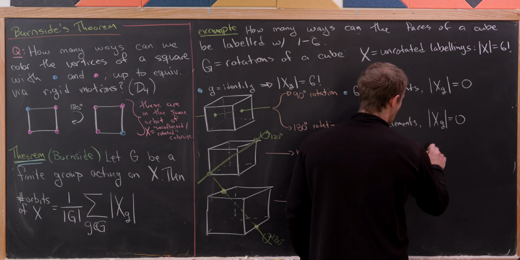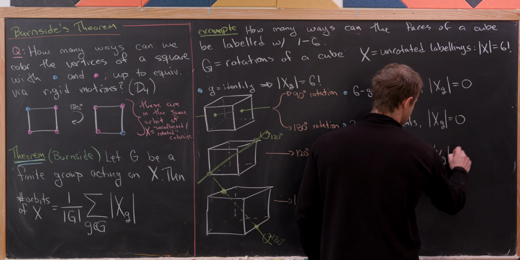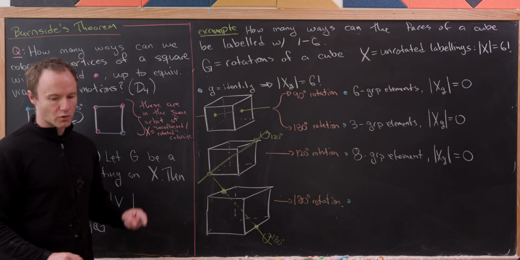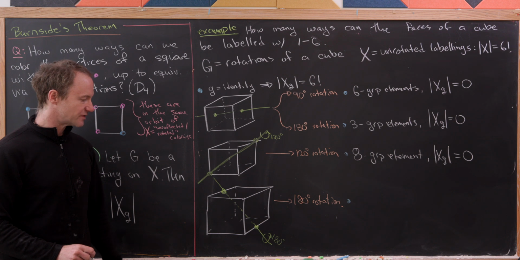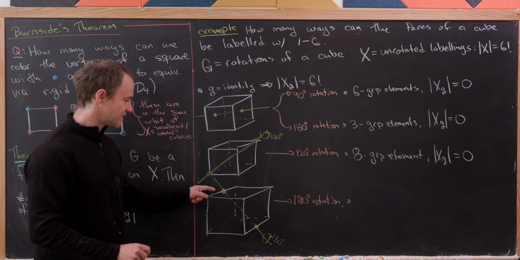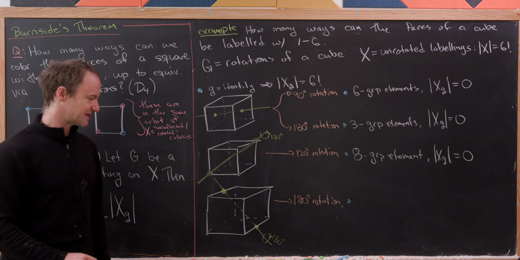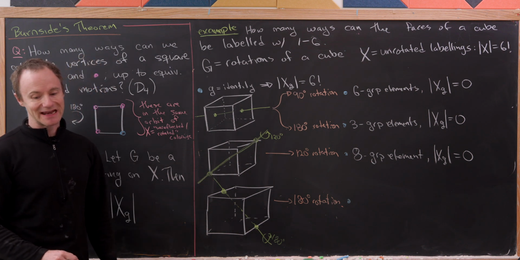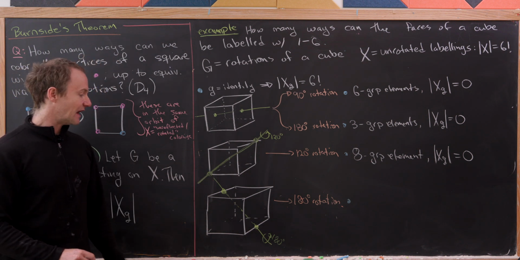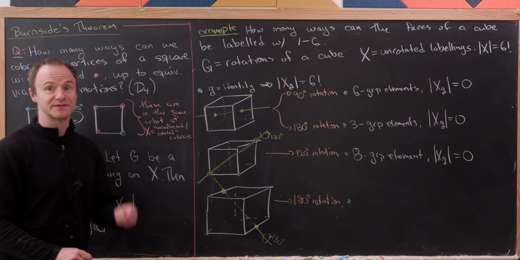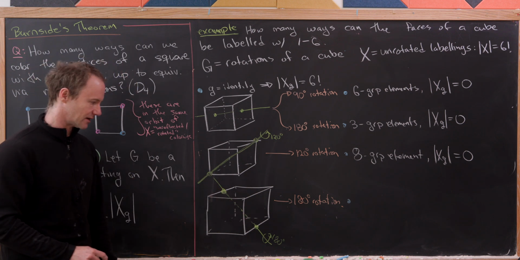But again, none of these will fix our labeling, so the size is 0. Okay, then we've got one more type of rotation, and that is through these opposite edges, these diagonally opposite edges, and that gives us a 180-degree rotation. And in this case, how many choices of opposite diagonal edges do we have? We have 6 choices of opposite diagonal edges.